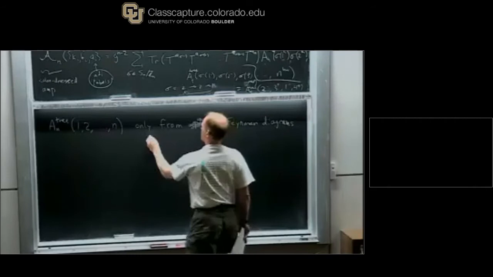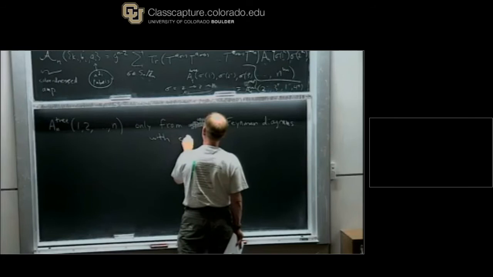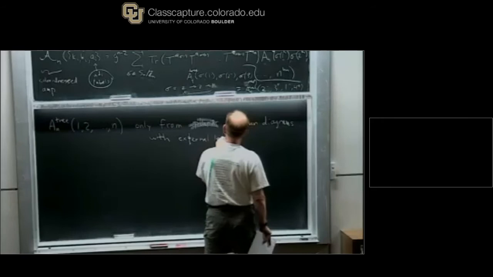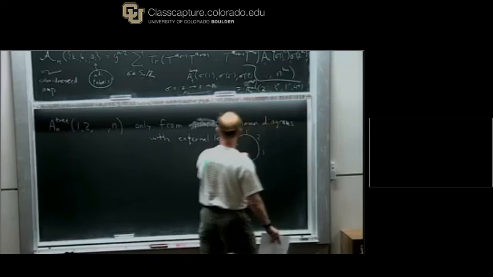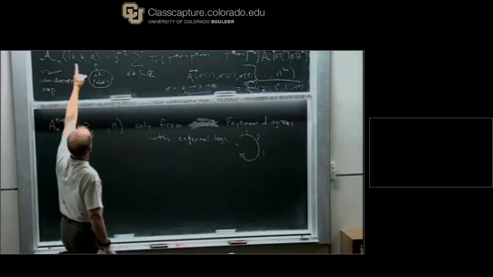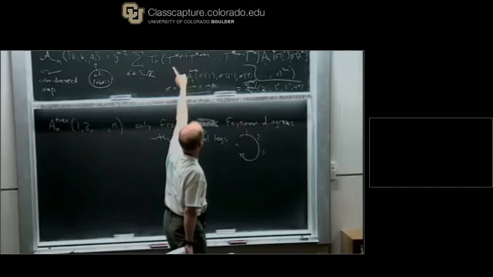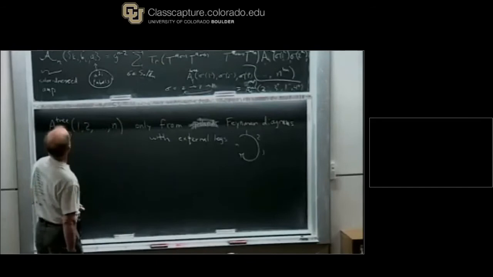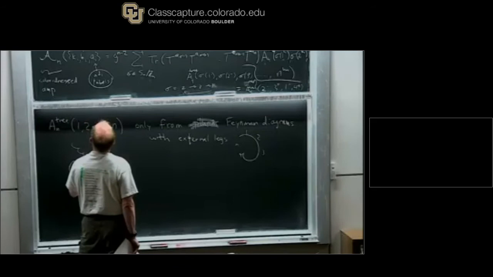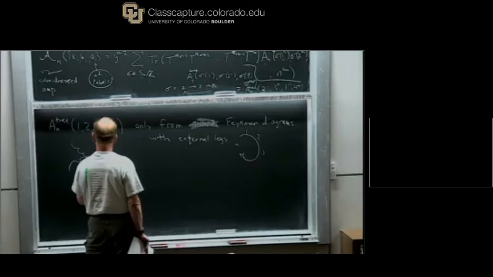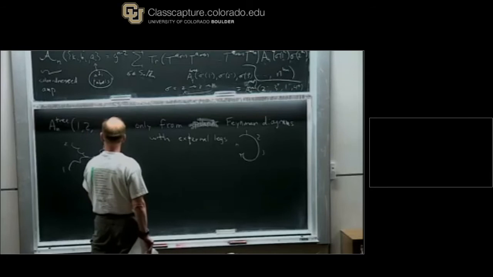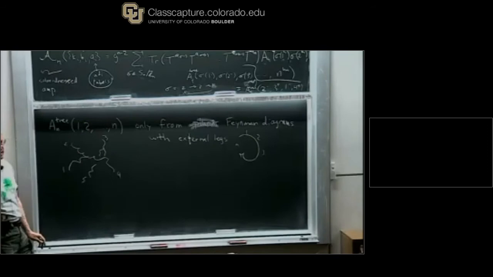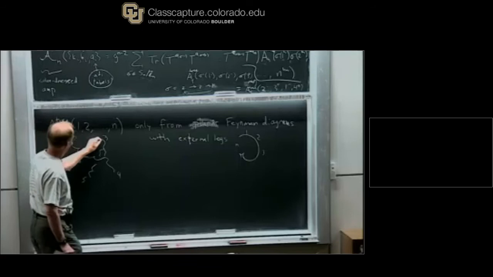With external legs ordered one, two, three, around to n, ordered cyclically. So that's an example of a diagram that produces the trace of T1, T2, T3, T4. That is the color coefficient multiplying this kinematic piece in the order 1, 2, 3, 4, 5. It also produces some other orderings. But what's important is that if we draw something that is non-planar, here's a random graph which is not planar once I've fixed the external ordering, okay? This line goes underneath this line.